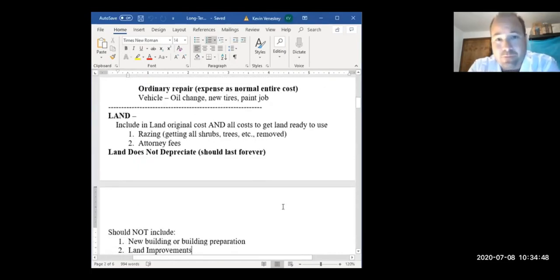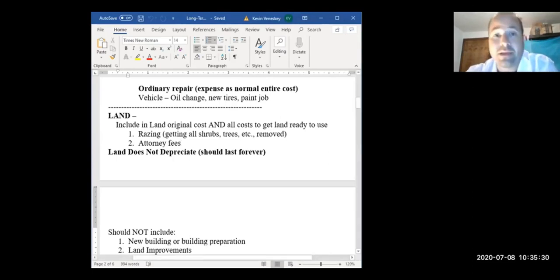Okay, with land. The key thing, if you buy a parcel of land, and even if it has a building on it, what you're going to do with land is anything that gets that land ready to use. So if you have to tear down the building, whatever cost that is, that goes into your land value. If you have to level the land, get out some backhoe company to do that, that goes into the cost of the land. You don't keep those as separate expenses. Any legal fees that had to go along with getting the land, you're going to put that into the cost of the land.